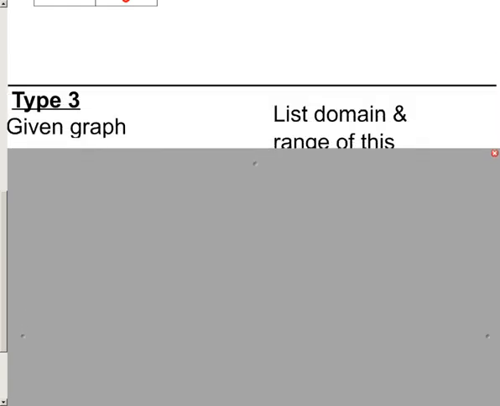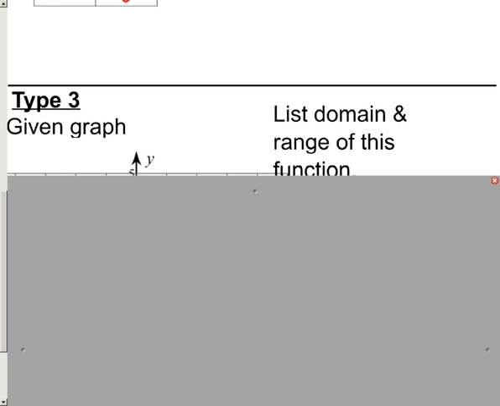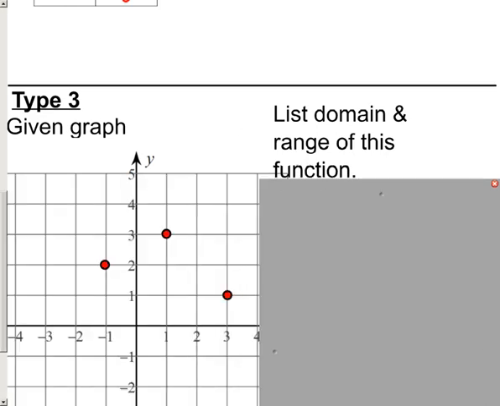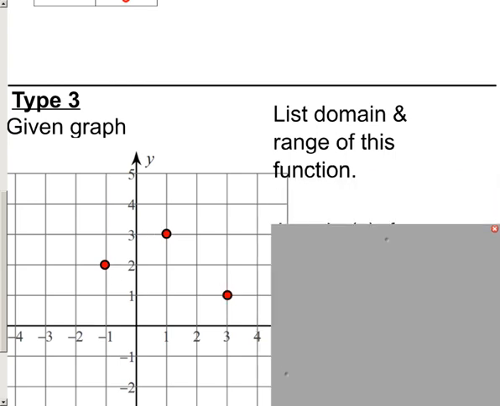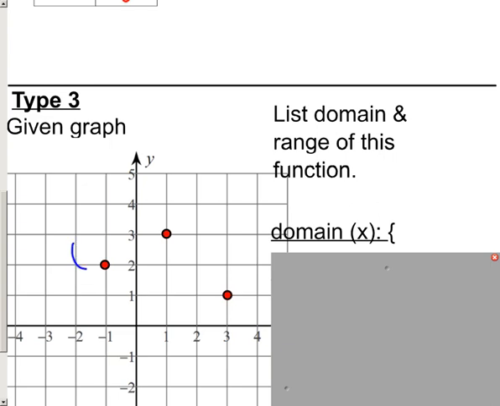Type 3. Last one of the video. Here we go. List the domain and range of this function. So they give you a graph. You see these 3 red dots right here? No problem. What's the domain? Well, before you go further, how about we just go and get the coordinates of each dot? Let's see, this is negative 1, 2. This one's at 1, 3. And this one is at 3, 1.